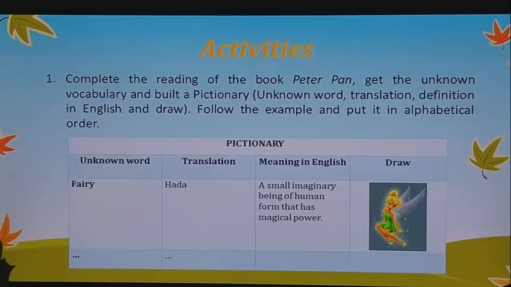Activities. Complete the reading of the book Peter Pan. Get the unknown vocabulary and build a Pictionary with the unknown word, translation, definition in English, and draw. Follow the example and put it in alphabetical order.